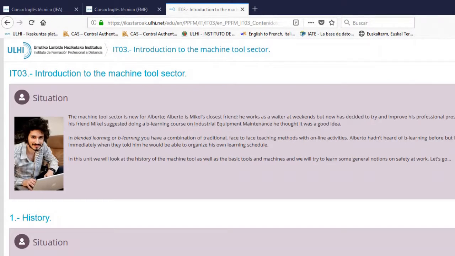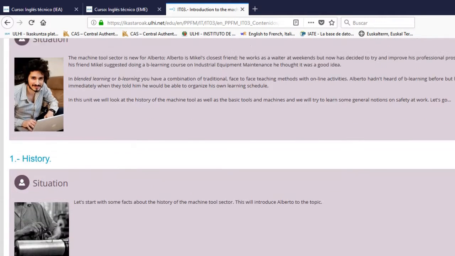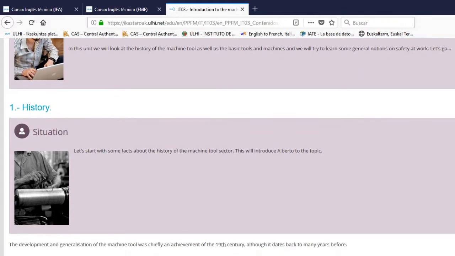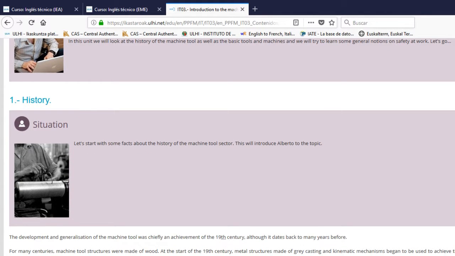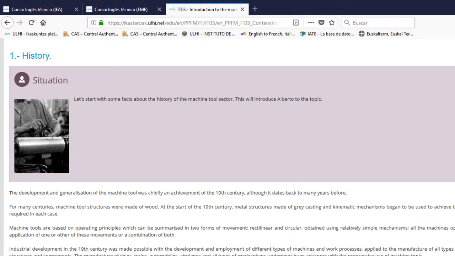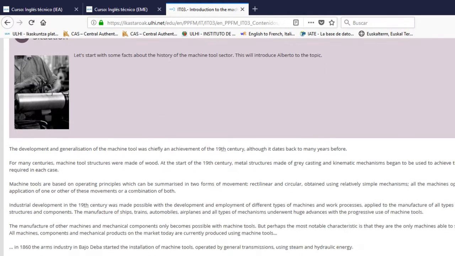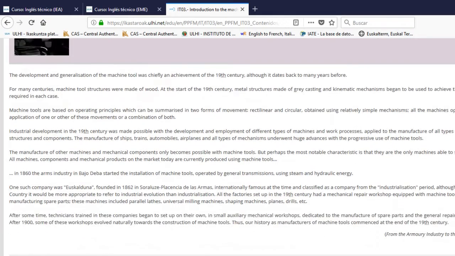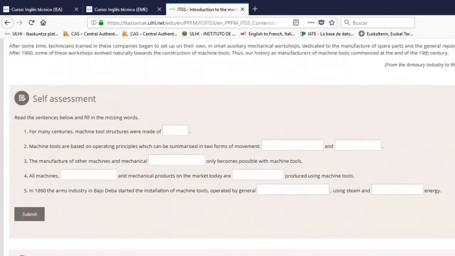Hello and welcome to Unit 3. And here we are going to talk with Alberto. You know Alberto already. He's got a friend called Mikel, his closest friend. And Mikel is going to suggest that he do a B-learning course on industrial equipment maintenance. So for that reason, Alberto is going to introduce us to a topic and we are going to learn some history about the machine tool sector. You have a text here that you can have a look at, and then you can do some exercises as well.